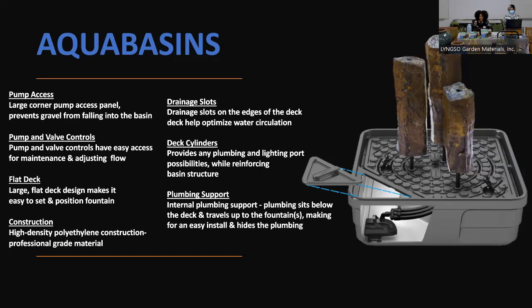All the little cylinders that you see on the top of the basin are areas where you can drill for lighting ports, or if you're adding multiple fountains, as you see, you can customize each one of those deck cylinders. On the edging of the basin, there are drainage slots, and that's where the water goes down and back in to recirculate. The basin itself is made of high-density polyethylene, a professional-grade construction material that's meant to be durable, long-lasting, and resistant to weathering.